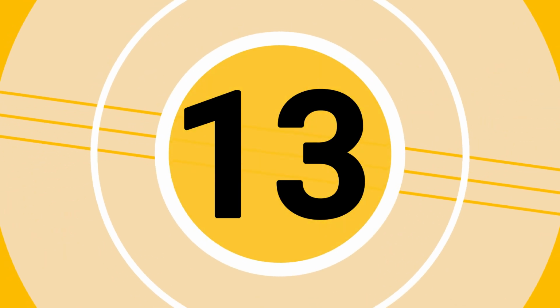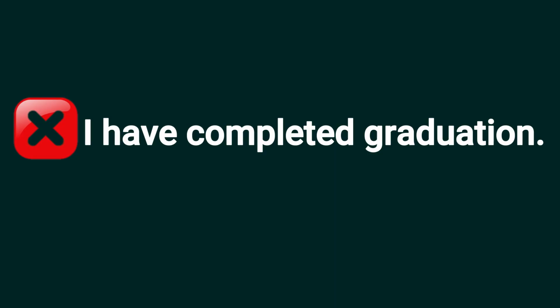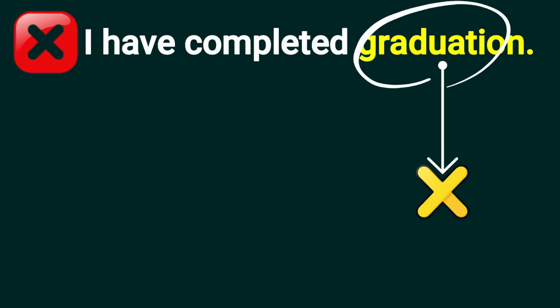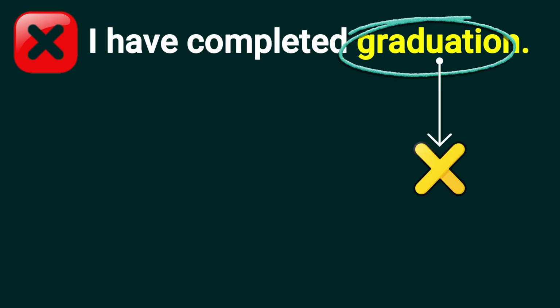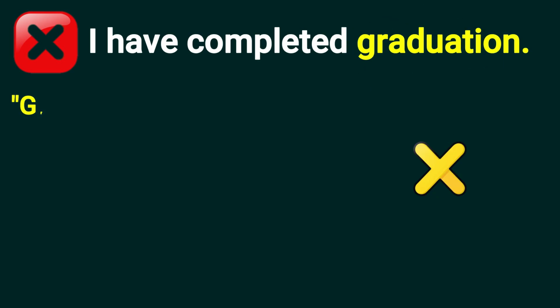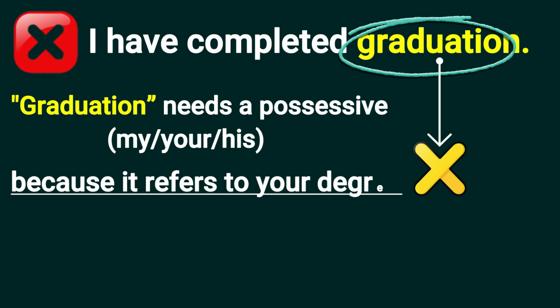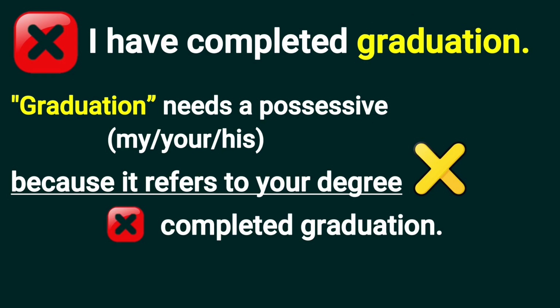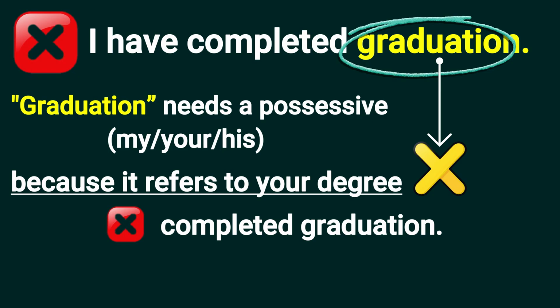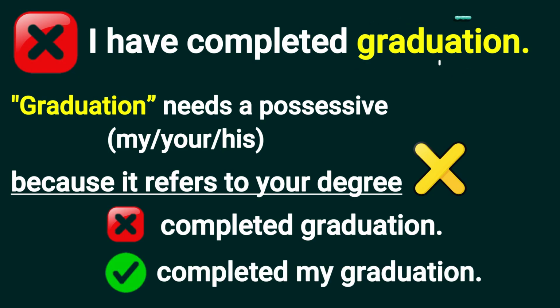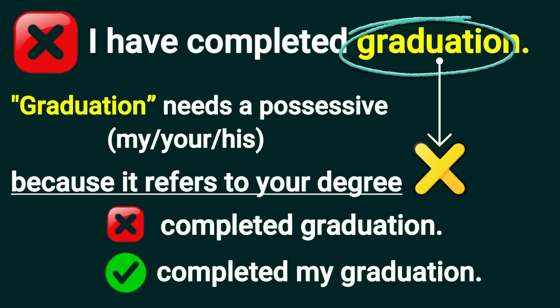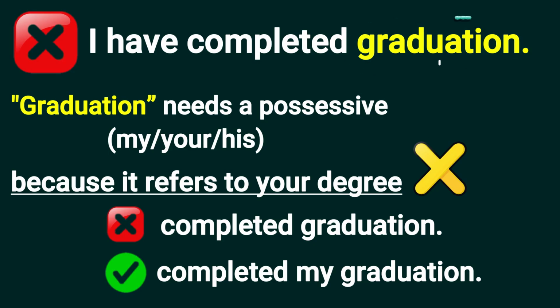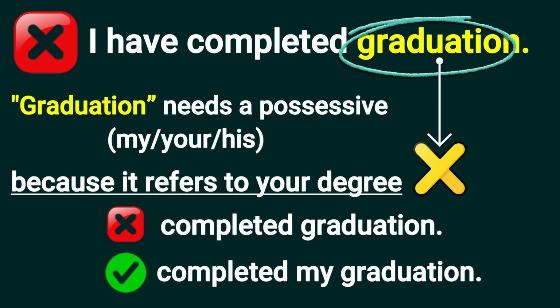Mistake number 13. I have completed graduation. So let's find out the mistake. In this sentence, using of only graduation is wrong. So let's understand the reason. Using of only graduation is wrong because graduation needs a possessive like my, your, his, because it refers to your degree. So completed graduation is wrong, completed my graduation is right.